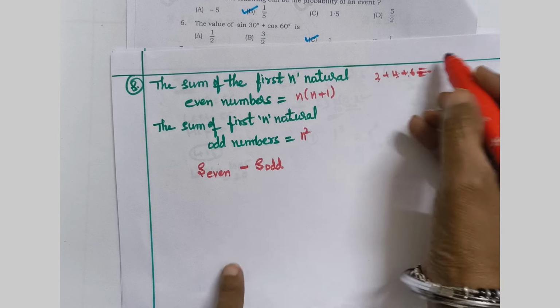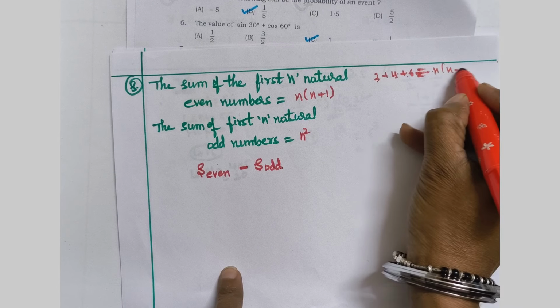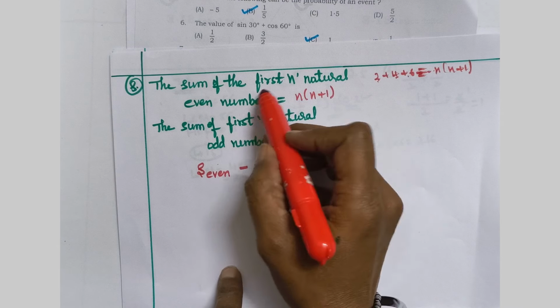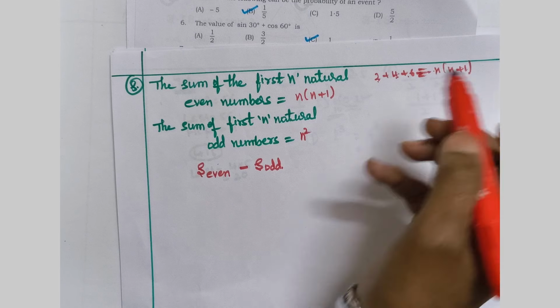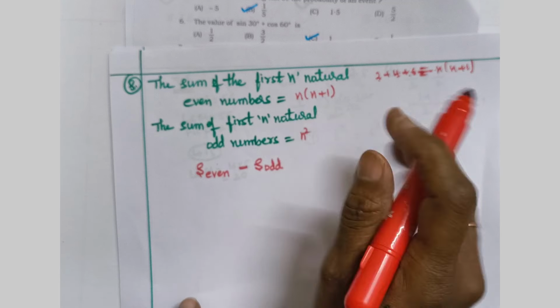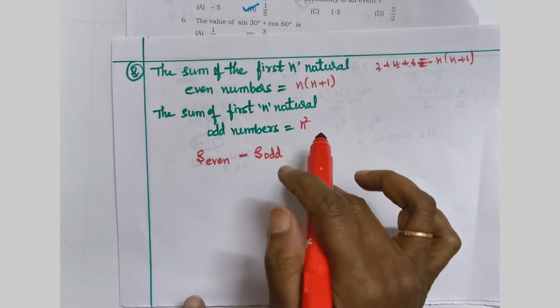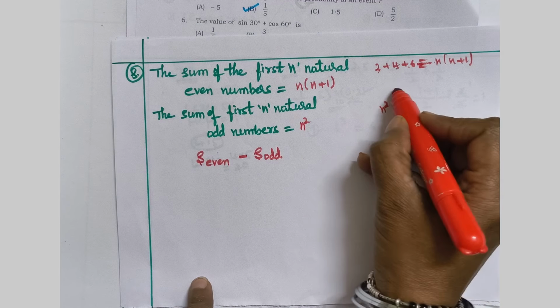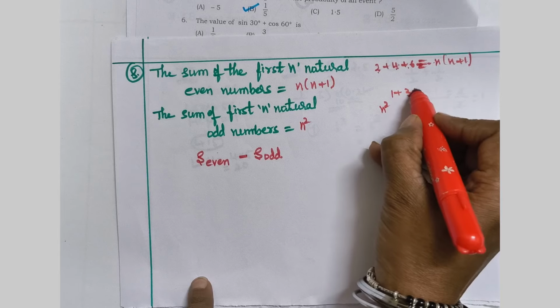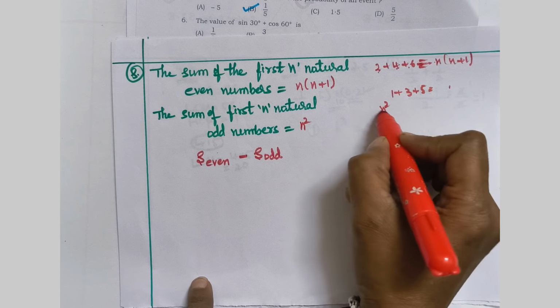This total we are finding. What is the formula? N into n plus 1. So sum of the first n even natural numbers, this is the formula. Next, sum of the first n natural odd numbers, what is the formula? N square is the formula. This means 1 plus 3 plus 5, like this total we will find using this formula.